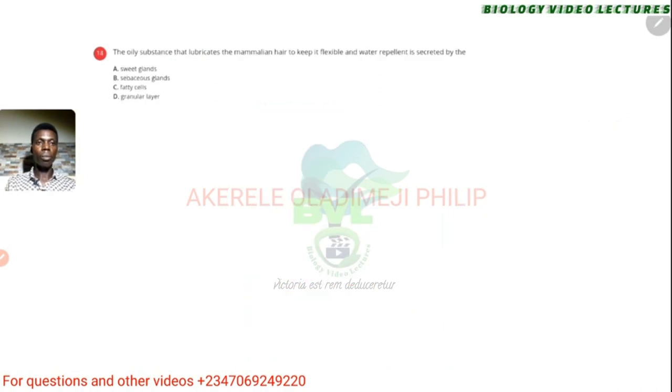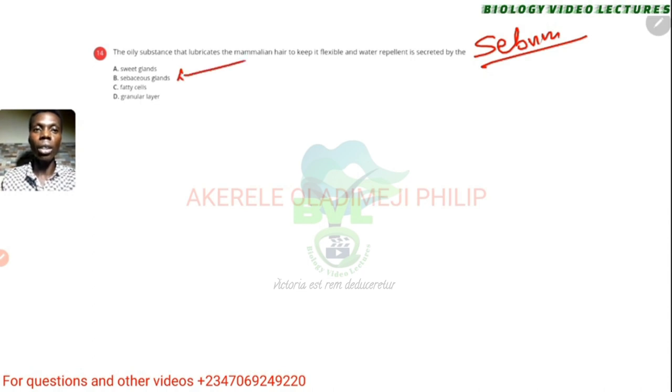All right. Now, the oily substance that lubricates the mammalian hair to keep it flexible and water repellent is secreted by the what? The mammalian skin is the largest organ in mammals, one single organ, and it secretes an oily substance which we call sebum. It's secreted by the sebaceous gland.